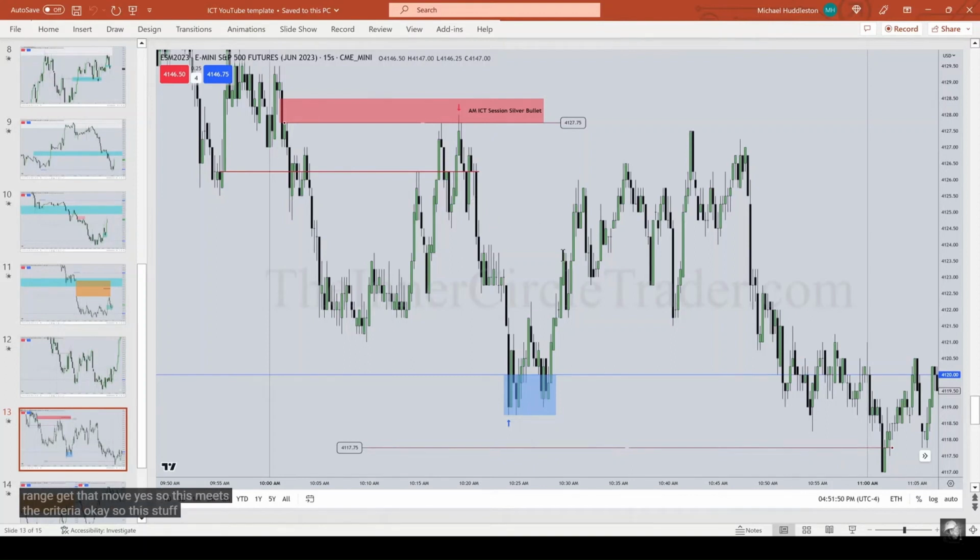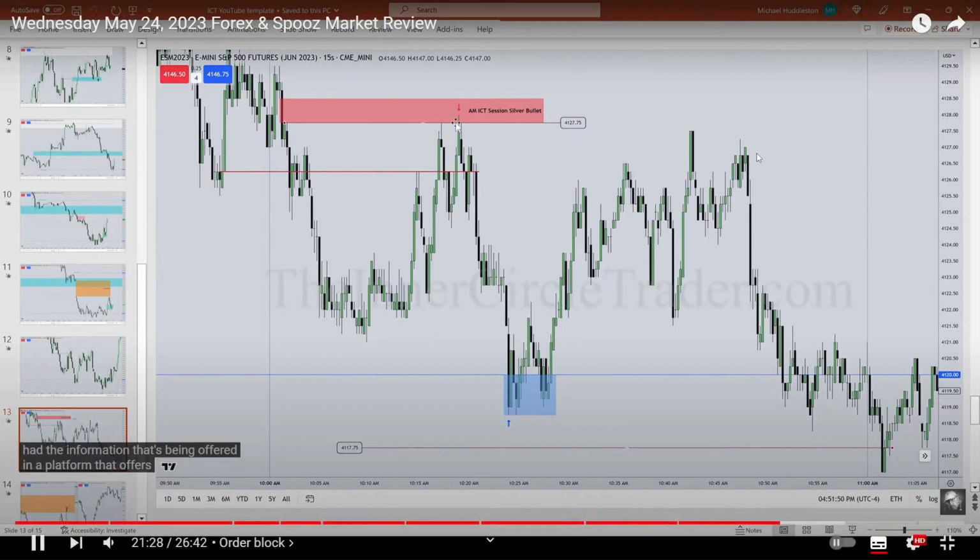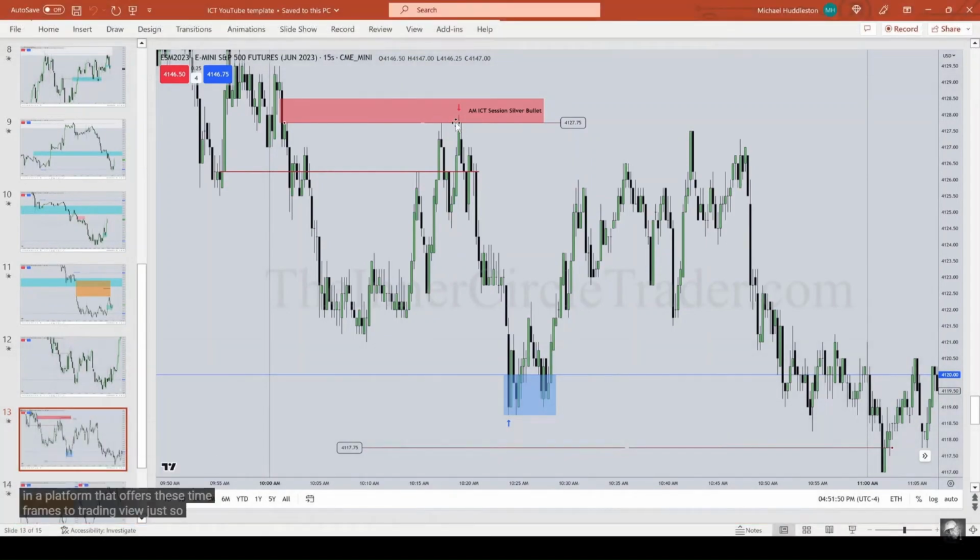Okay, so the stuff works, folks. Ultimately it delivers right here a couple minutes after 11 o'clock, 10 handles from up here. You wouldn't see that unless you had the information that's being offered in a platform that offers these time frames. TradingView just so happens to offer that, so it's a really good platform. I like it. It allows me to teach comprehensively, and a lot of my students use it too.